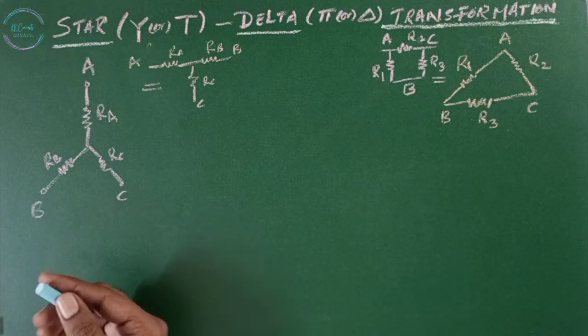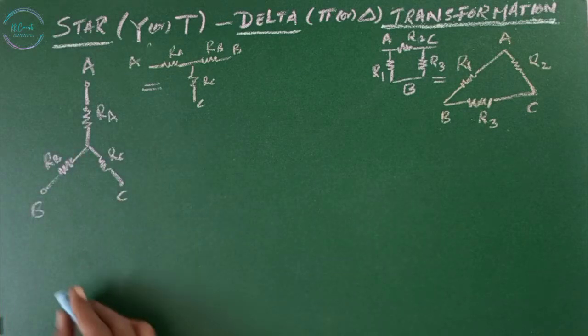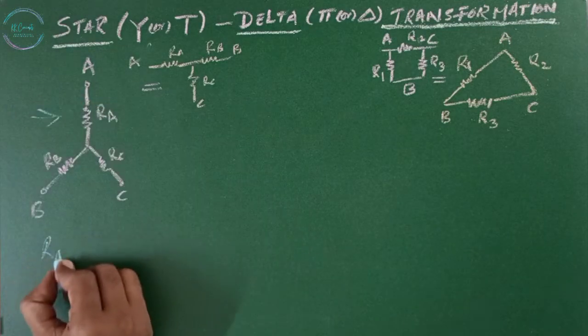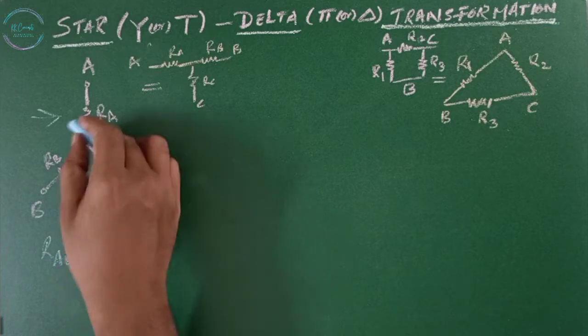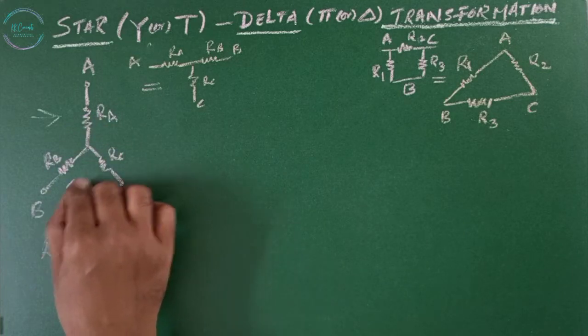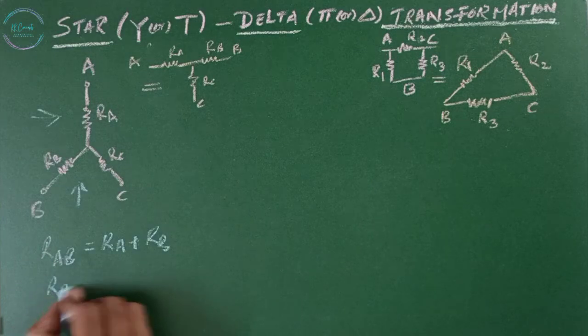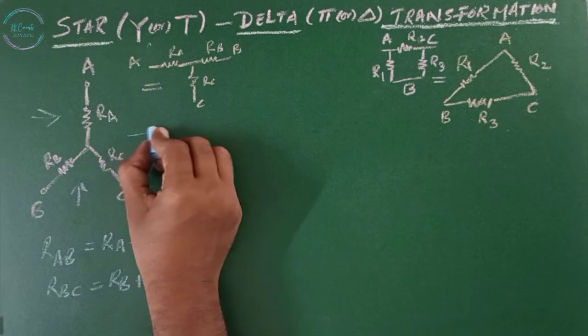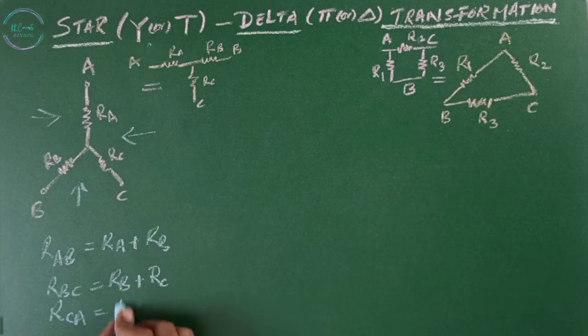Consider this star network having the resistances RA, RB, RC. If you observe from this side, RAB is equal to RA plus RB. Here RBC equals RB plus RC. Now here RCA equals RC plus RA.